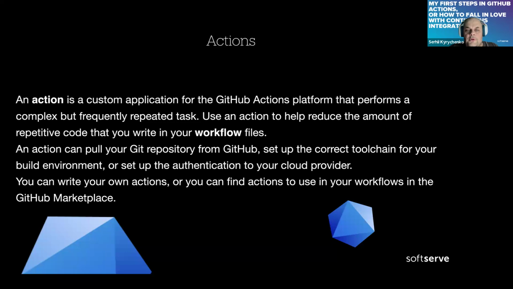An action can pull your Git repository from GitHub, set up the correct toolchain for a build environment, and upload your artifacts to a storage in GitHub, and so on and so forth. GitHub Marketplace is the place where you can search for actions and find them, right?